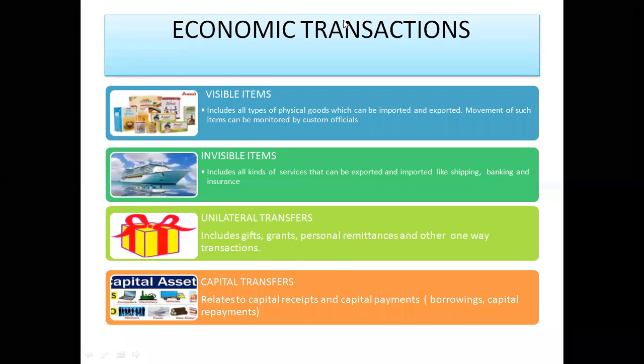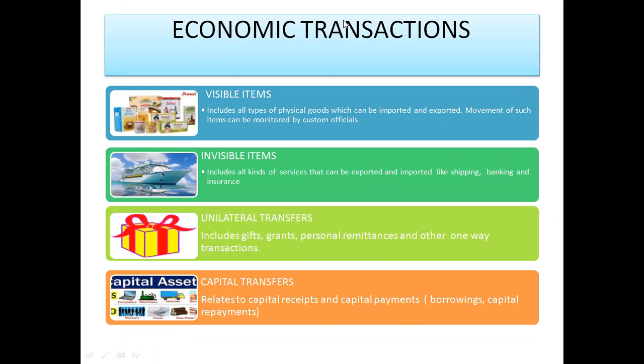That is the other point, that we are not providing any factor, we are just receiving the money from the other country. But that comes under economic transactions, because that is related to money. That's why it is called unilateral transfers. That also comes under the economic transaction.